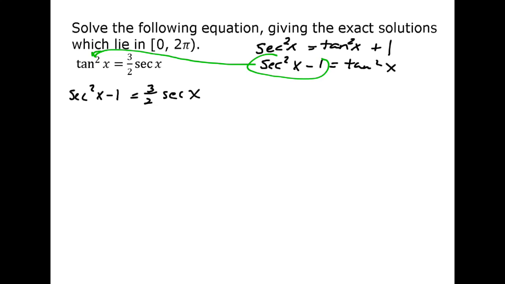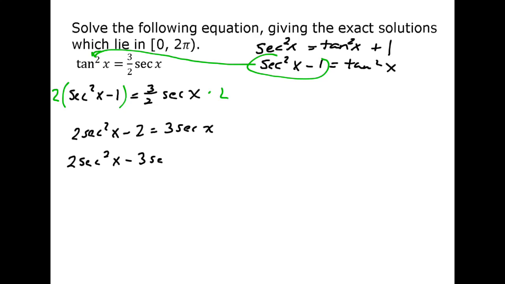Well, we do have a fraction though, so let's multiply both sides of the equation by 2 so that we don't have to have fractions. So 2 secant squared x minus 2 equals 3 secant of x. And we'd like to have a 0 on one side of the equation and hopefully factor the other. 2 secant squared x minus 3 secant of x, oh no, that's a minus, minus 2 equals 0.